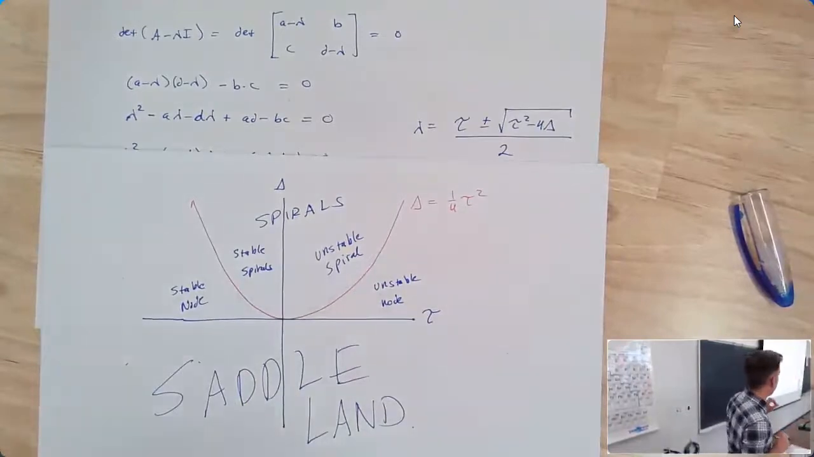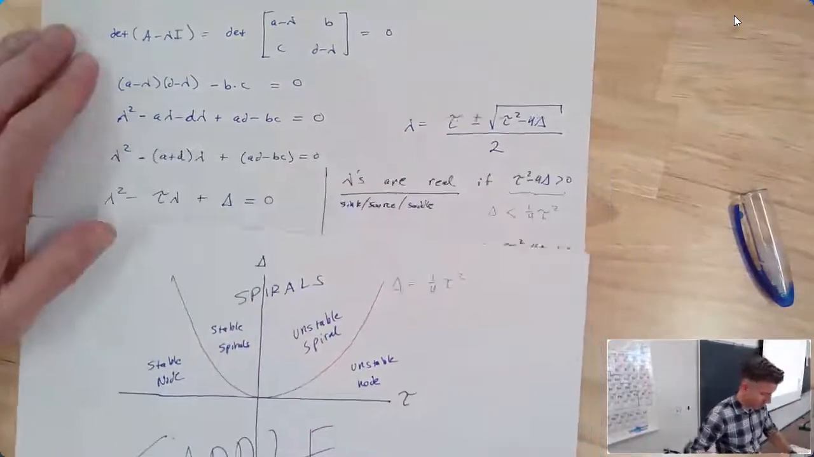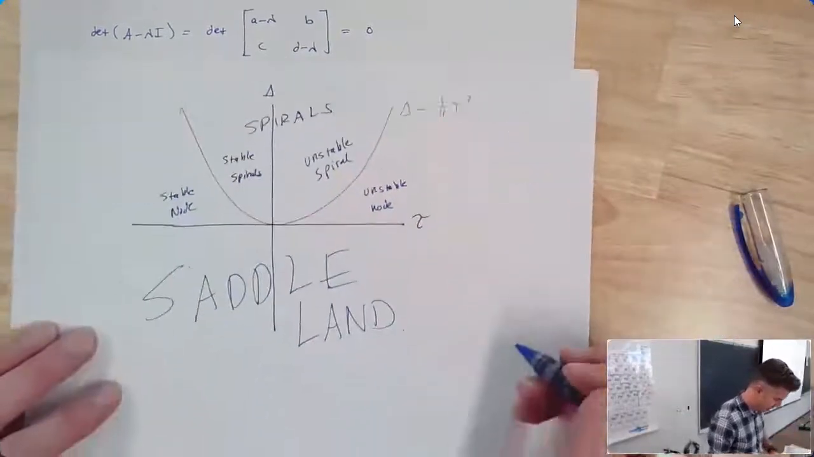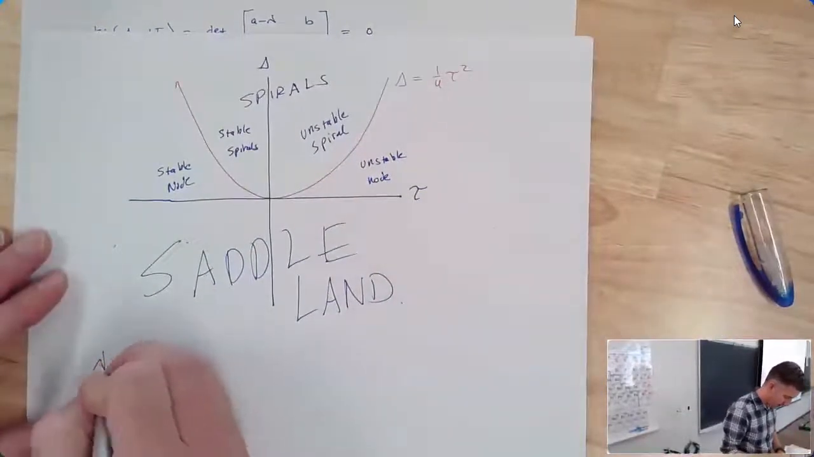And here's what I think is kind of worth seeing. I want you all to see this because I think it's cool. If your determinant is negative, in fact, let's just write it over here. So our eigenvalues look like this.